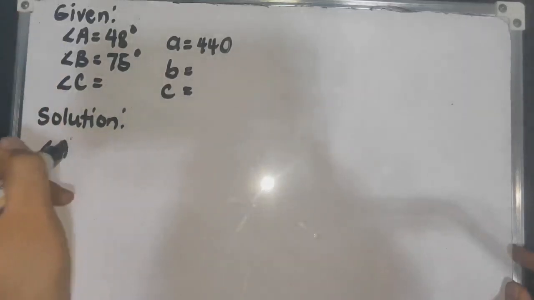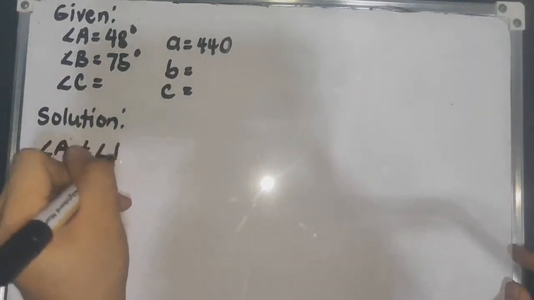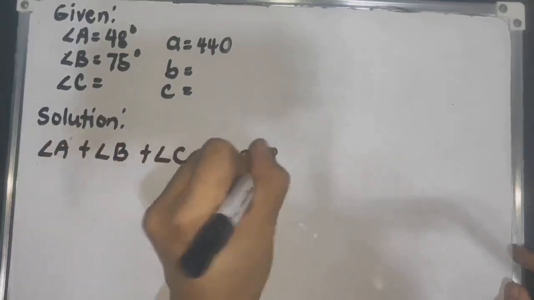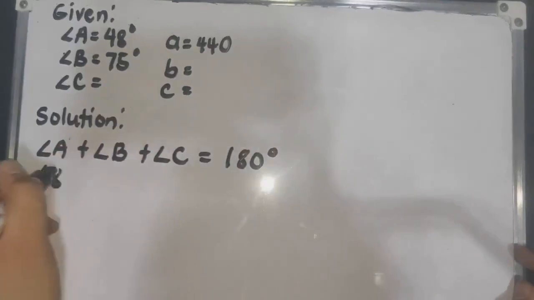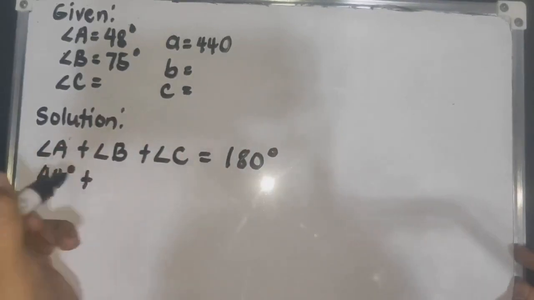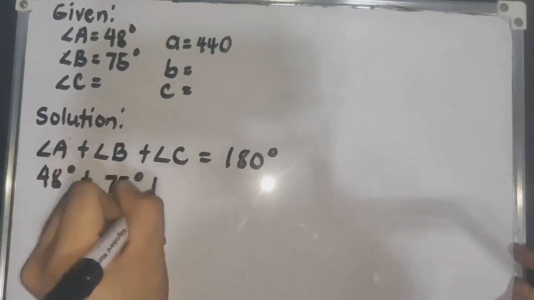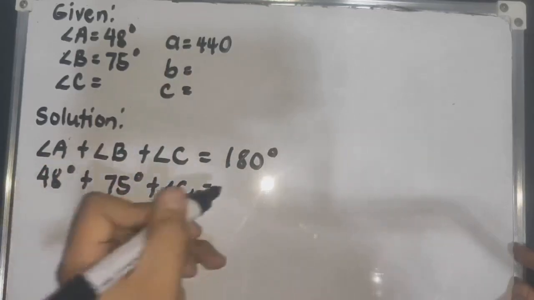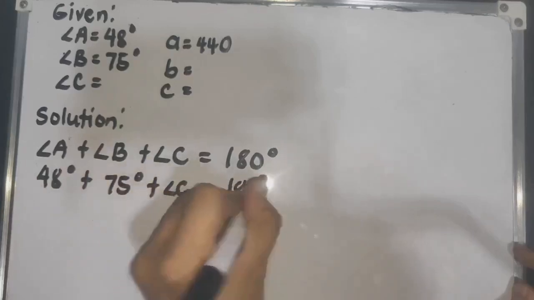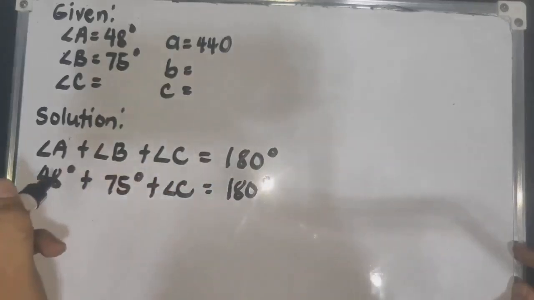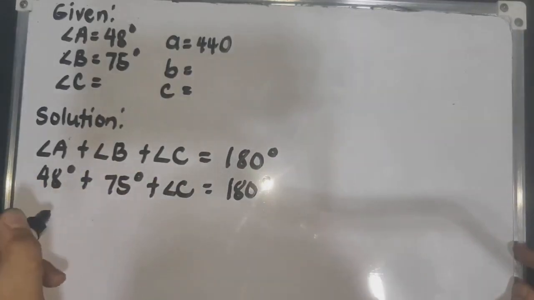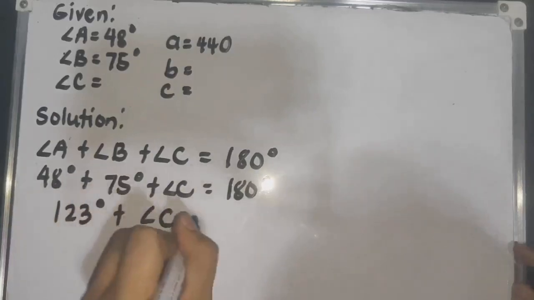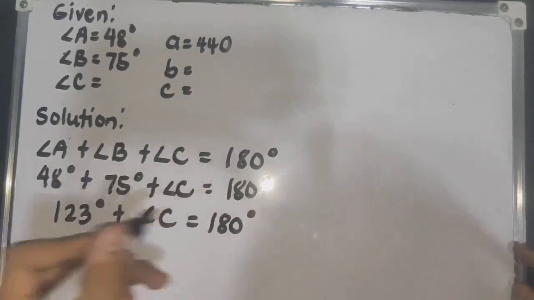So, angle A plus angle B plus angle C equals 180 degrees. Substitute. So, 48 degrees plus 75 degrees plus angle C is equal to 180 degrees. Then 48 degrees plus 75 degrees is 123 degrees plus angle C equals 180 degrees.